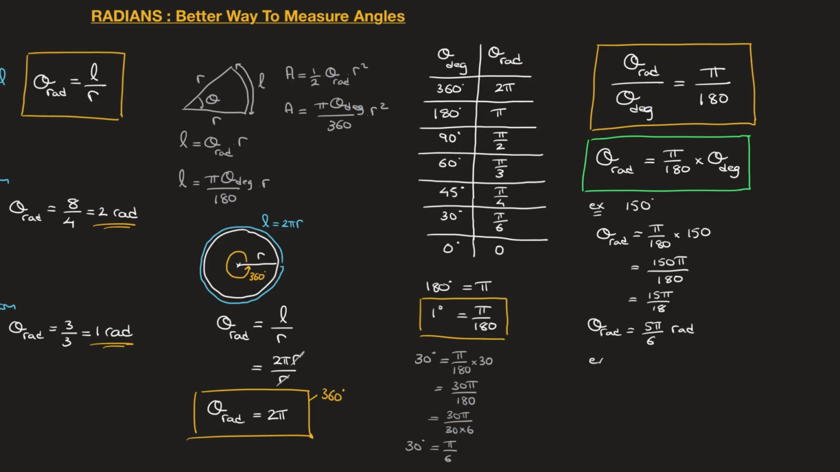Let's say we had to convert 40 degrees into radians. Well, again, using this formula, we could quickly state that theta in radians is equal to pi over 180 again times 40. Now that turns into pi times 40, in other words, 40 pi over 180.